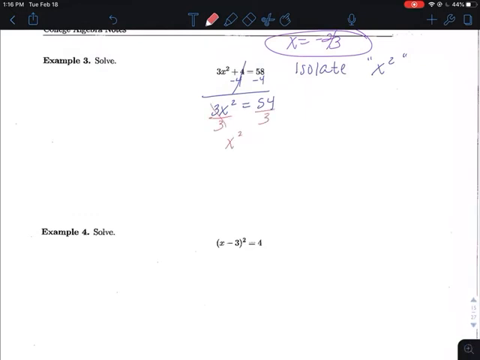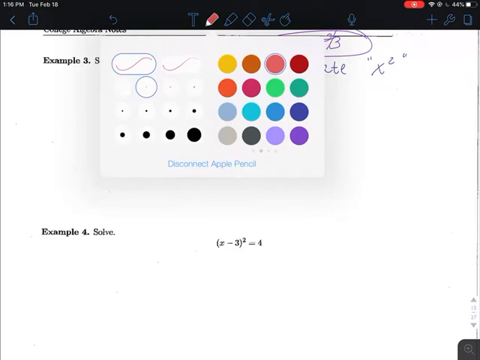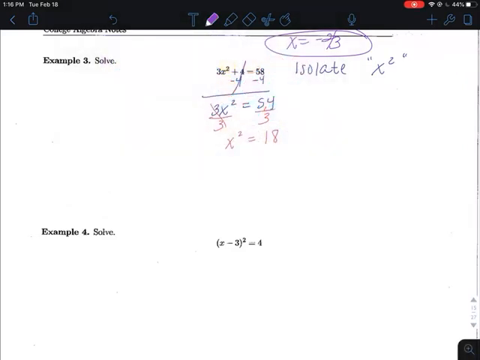And when I do that, x squared equals, let's see, 3 goes into 5 one time with 2 left over. 3 goes into 24 8 times. So that's 18. So this is x squared. This number represents x being squared. We want to know the value for x.